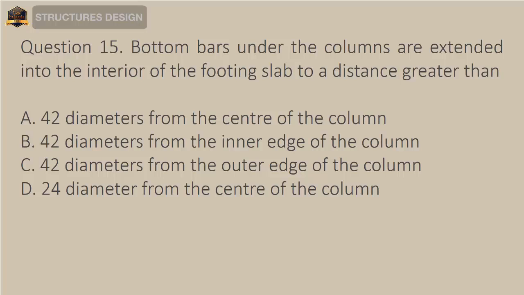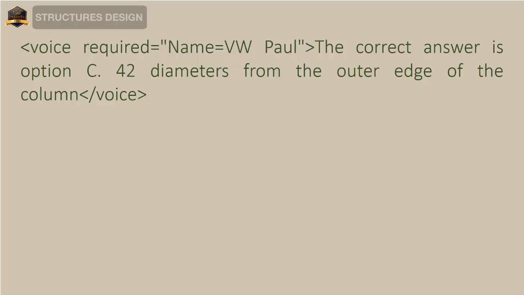Question 15. Bottom bars under the columns are extended into the interior of the footing slab to a distance greater than A. 42 diameters from the center of the column, B. 42 diameters from the inner edge of the column, C. 42 diameters from the outer edge of the column, D. 24 diameter from the center of the column. The correct answer is option C. 42 diameters from the outer edge of the column.